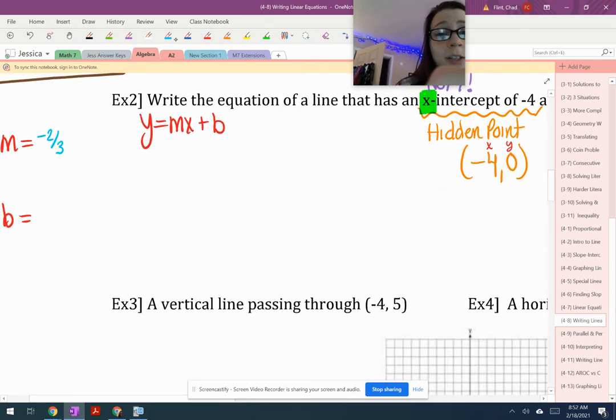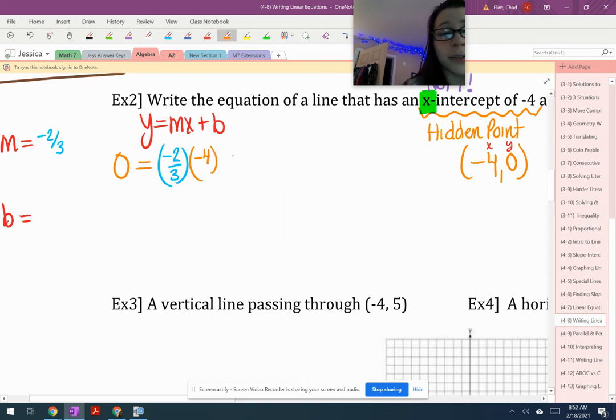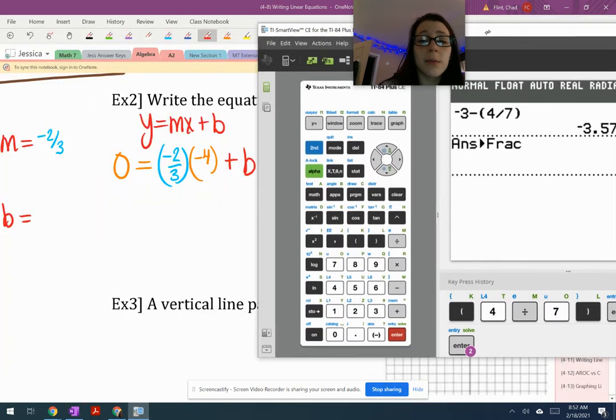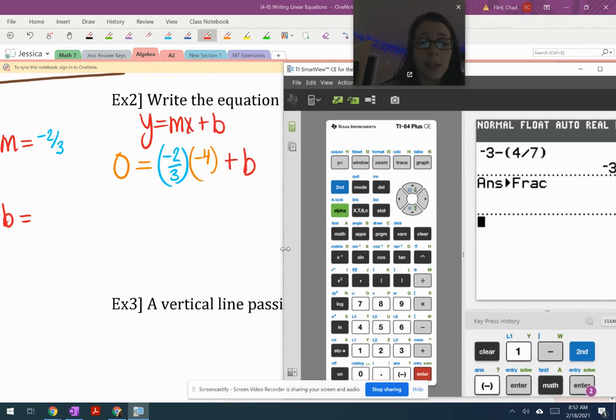All right, so I have a slope of -2/3. That's going in for m. I have a y value of 0 and an x value of -4. And then I'm looking for that plus b. B is going to always be there because you're solving for b. You're looking to find what b is. And again, this is where we jump to our handy dandy calculator.